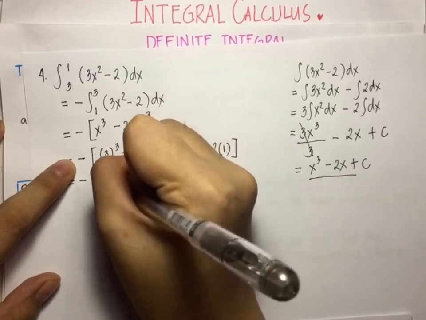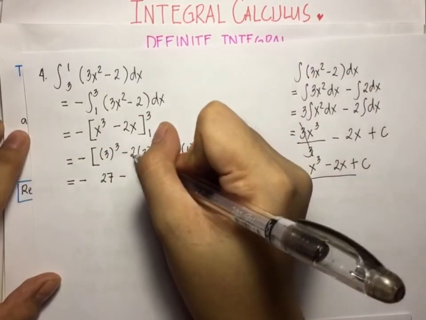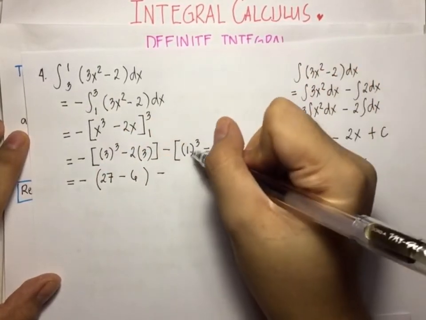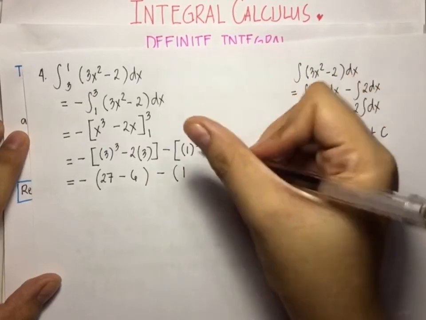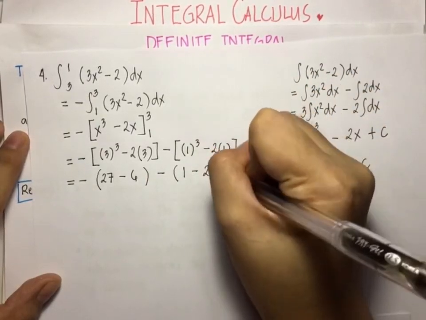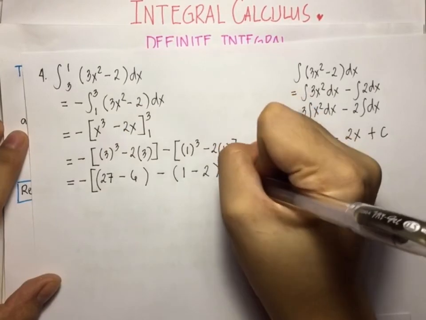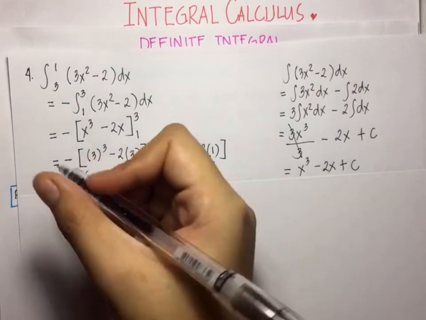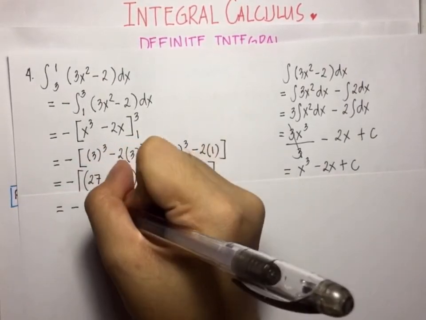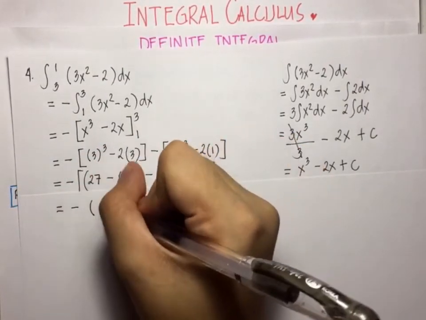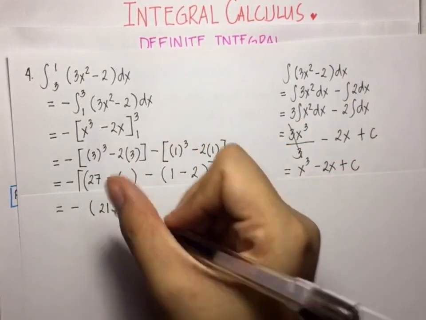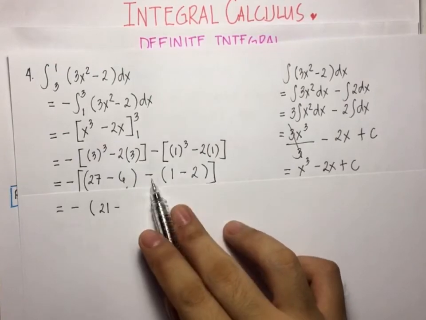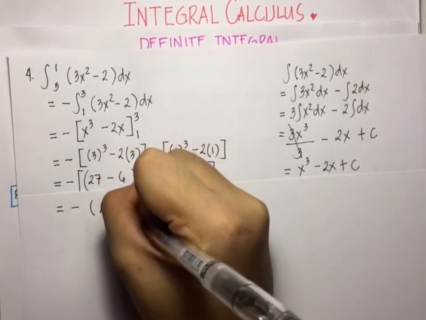3 raised to 3 is 27 minus 2 times 3 is 6, minus 1 raised to 3 is 1 minus 2 times 1 is 2. Do not forget to enclose them in brackets because we need to distribute the negative sign. And this is equal to negative times 27 minus 6 is 21 minus 1 minus 2 is negative 1 times negative, so this will become positive 1.